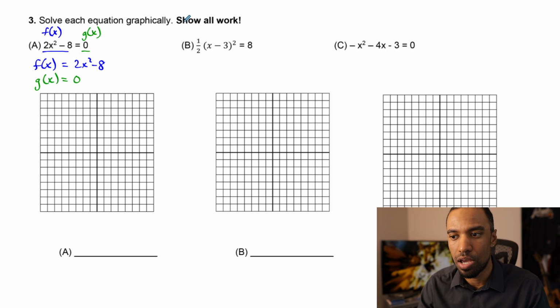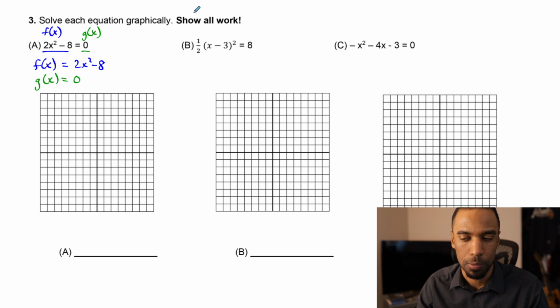Now, I'll have you know that it is much more preferred, not necessarily true, I'm going to take back what I said. It's not always much more preferred. It is sometimes preferred to just set it equal to 0 anyway.